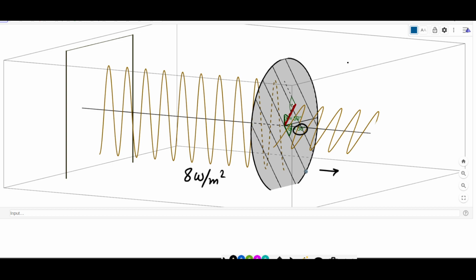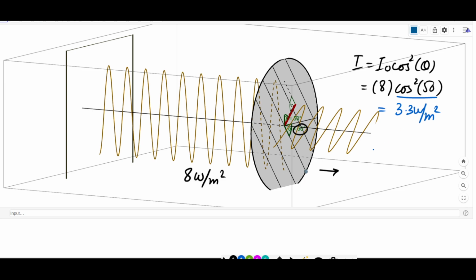So the formula goes something like this. I is equal to I naught cos squared theta. So this will be 8, because this is what I introduced, into cos squared, and the angle is 50 degrees. Now be advised, for God's sake, first take the cos 50, then take the square of the value of cos 50. Then you will get the answer after the first stage. You will get the answer as 3.3 watts per meter square. So this wave is actually 3.3 watts per meter square of intensity. Okay, first stage is done.